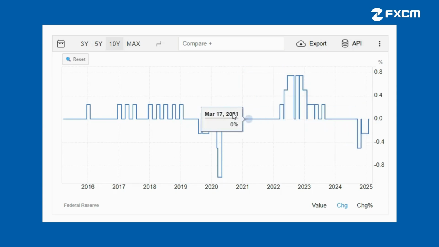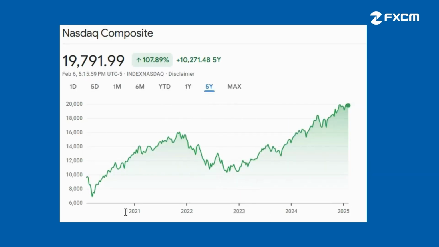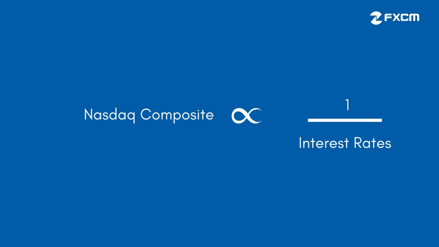The NASDAQ and interest rates have an inverse relationship. When rates rise, the NASDAQ typically falls, and when rates drop, the NASDAQ tends to rally.